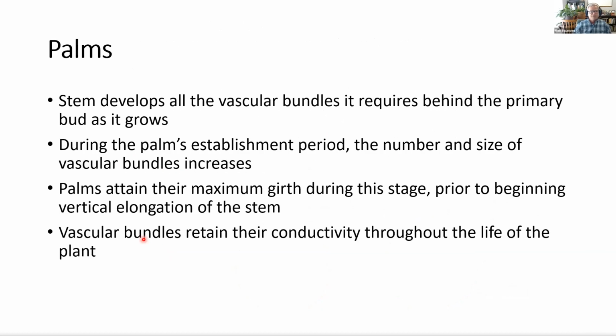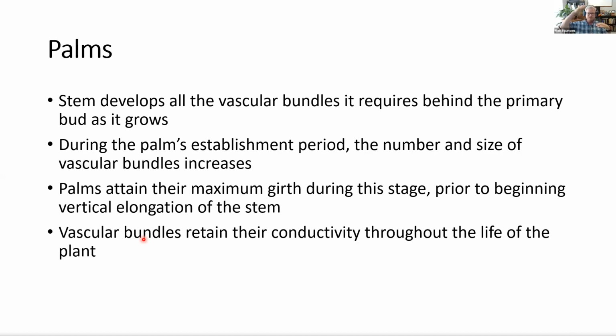Stem develops all at the vascular bundles. It's going to grow all of them that it needs behind that primary bud as it grows. So it's going to bring along all that tissue as the thing gets taller and taller. Palms go through what is referred to as an establishment period. When they first emerge, when they put that first single leaf out, it begins to produce photosynthesis, it begins to produce energy, and it gets wider and wider as it grows more and more of these vascular bundles.